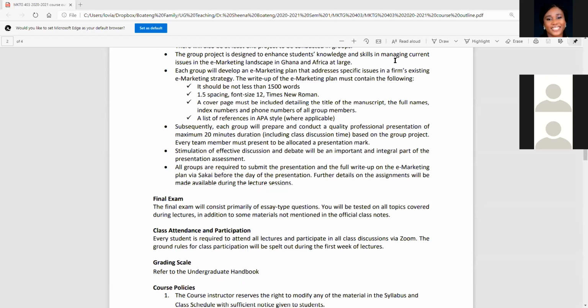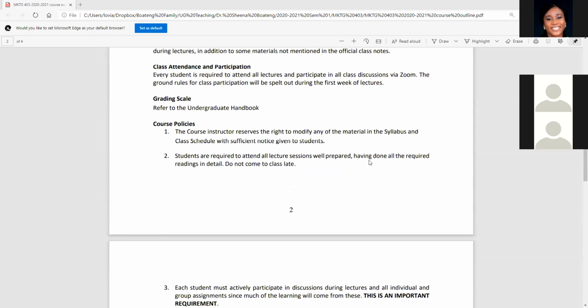Okay. Now, there's a very important thing I want us to take note of, and that is the course policies. The course policies have to do with how we are going to conduct ourselves throughout this course. The first course policy, which I think you should take strict notice of, is the fact that the course instructor reserves the right to modify any of the material in the syllabus and class schedule. However, sufficient notice will be given to students once such has been done, in the event that it will affect any of their interim assessments or the final exam or anything that will contribute towards their final score.